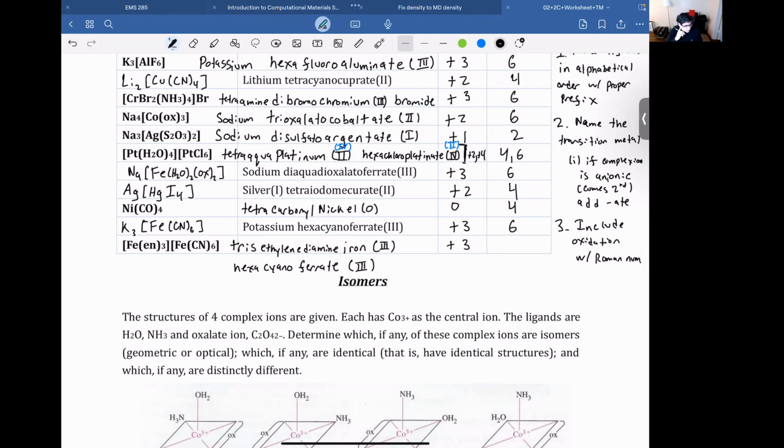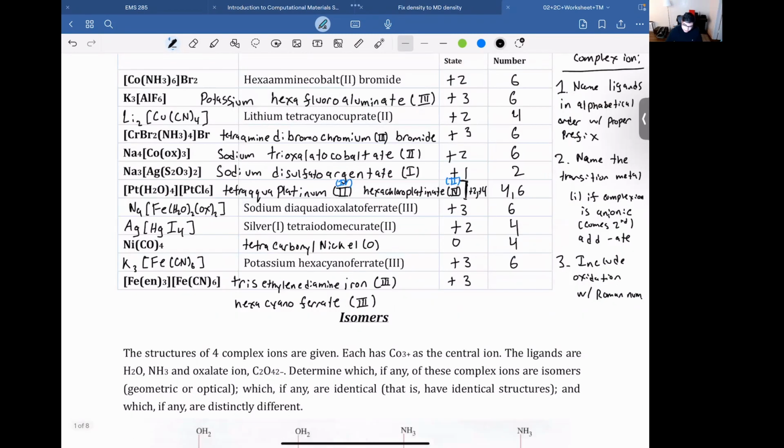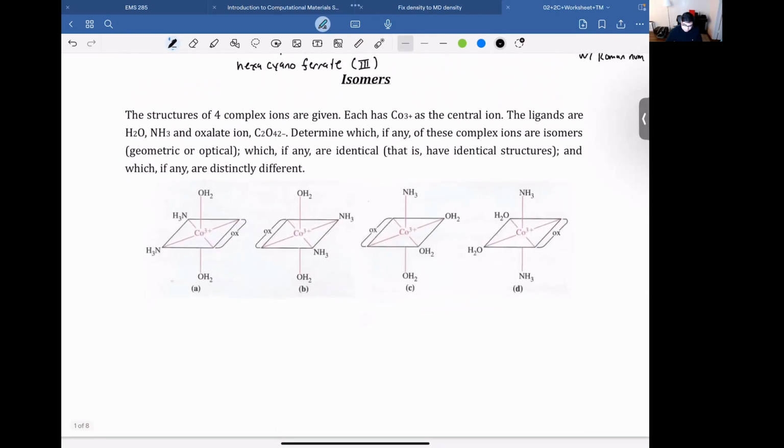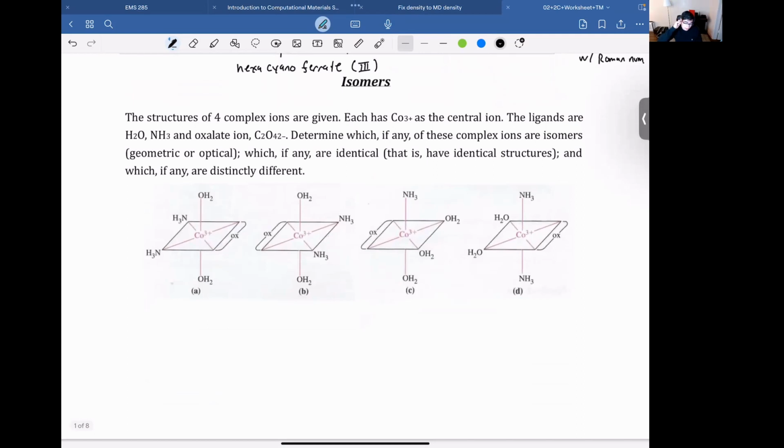Otherwise, the charges don't cancel or neutralize. Coordination number here is 6 for both of them, and then it's done. All right. Going on, it says the structures of 4 complex ions are given.